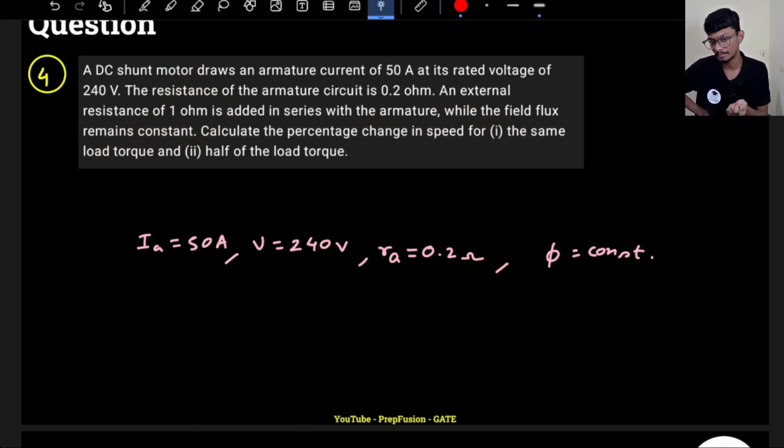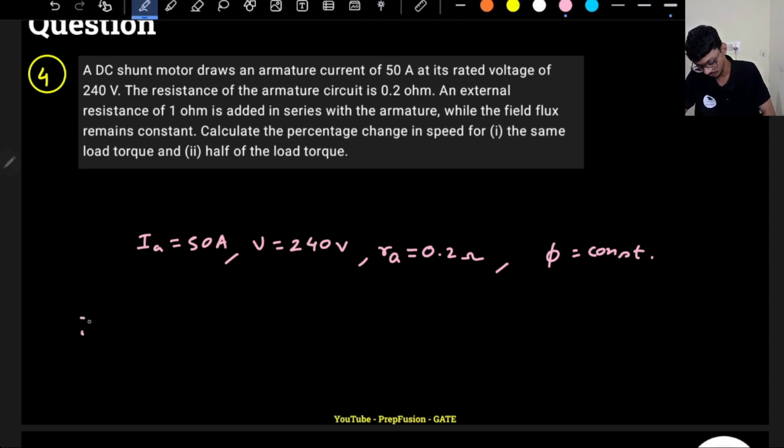What will happen? Then there will be more drop across the armature, so the developed voltage will reduce. If the developed voltage reduces, then speed will reduce because flux is constant. So intuitively this is how you can understand. So we have to calculate. That's why they are asking what is the percentage change in speed for the same load torque and half of the load torque. So if the load torque is same, then what will happen? So we will discuss each and every case here, right?